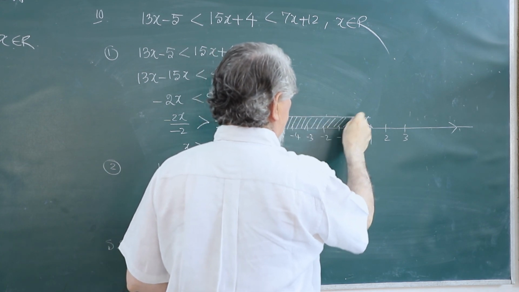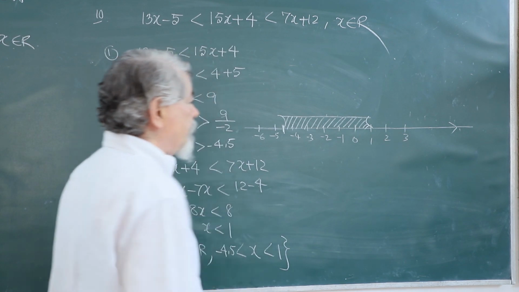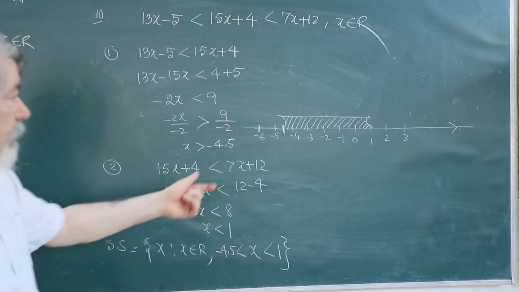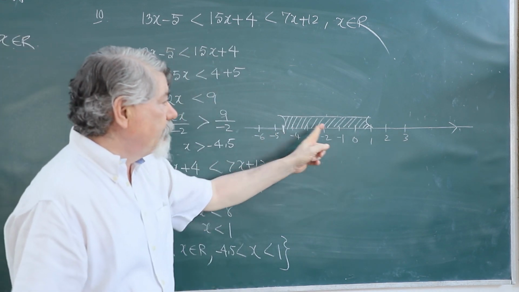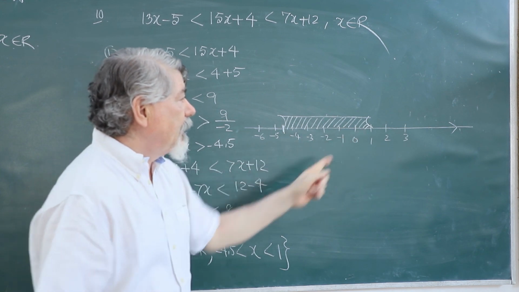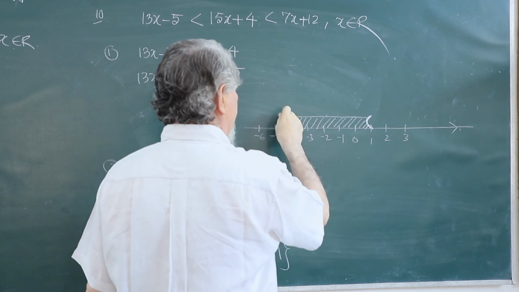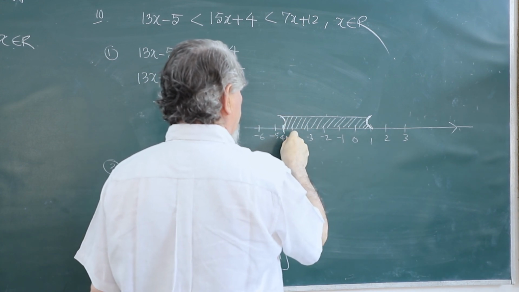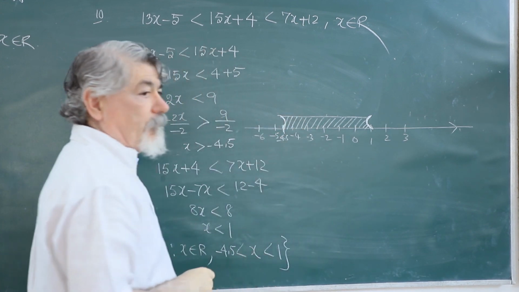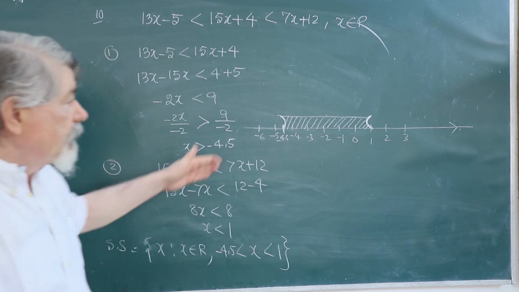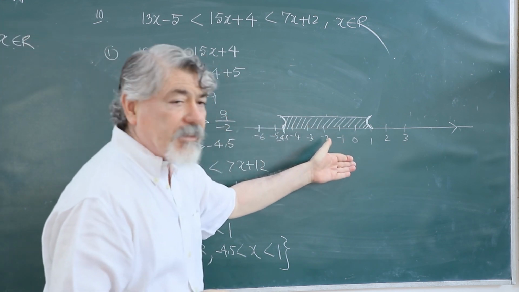This is the graphical representation of this inequation. It is greater than minus 4.5 and less than 1. 1 is not included, minus 4.5 is not included, but all the numbers in between are there.